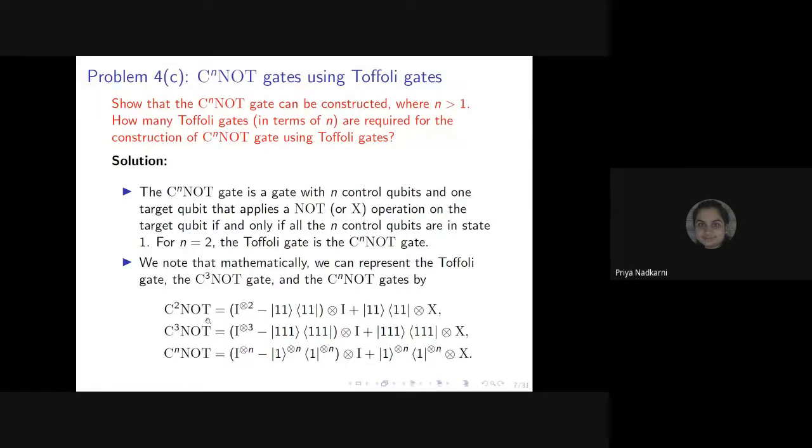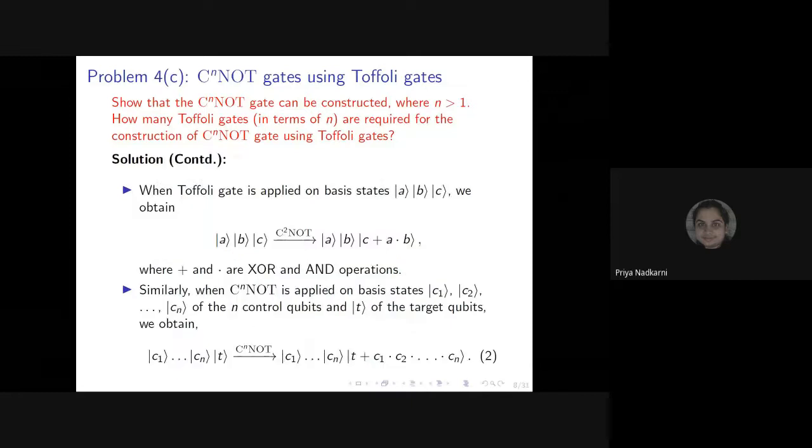Similarly, for the C cube NOT gate, we have a similar relation, and even for the C^n NOT gate, we can represent it similarly, just increasing the number of ones over here. So we can show the relations using these mathematical expressions, but they're a bit more complicated. So let's look at it graphically.